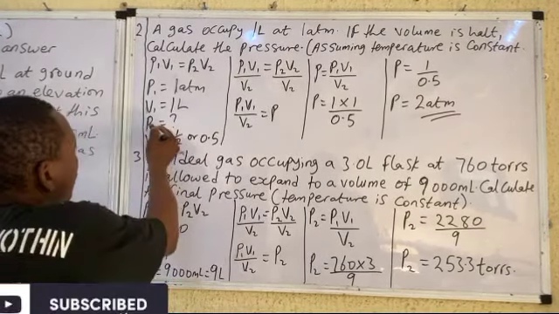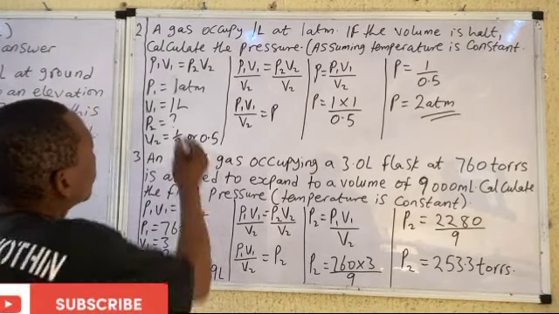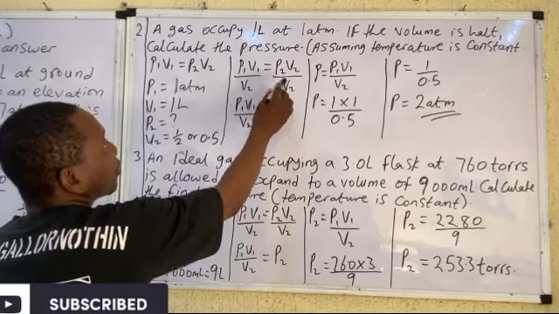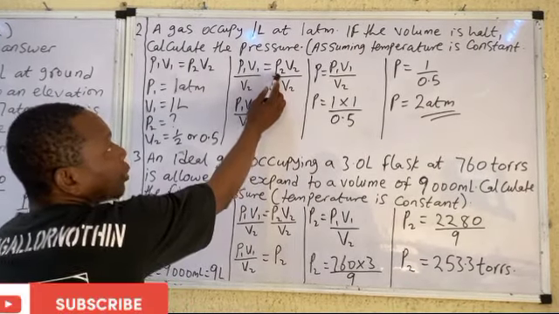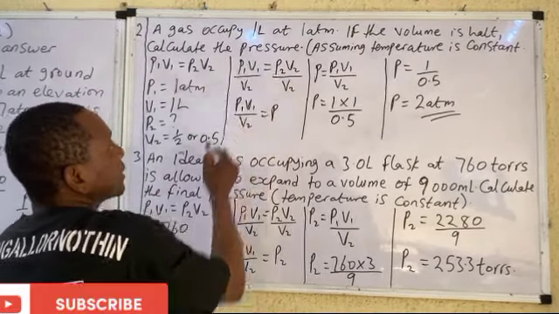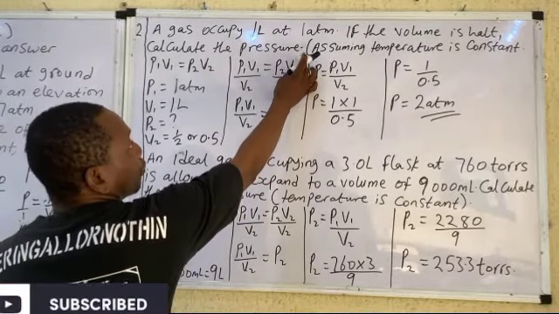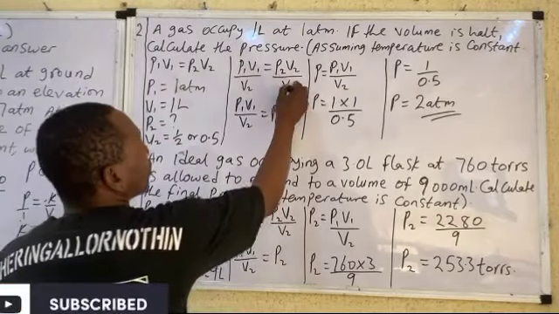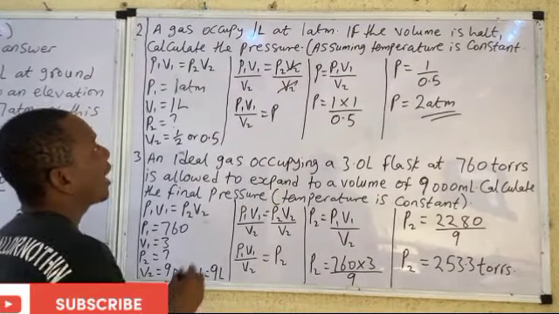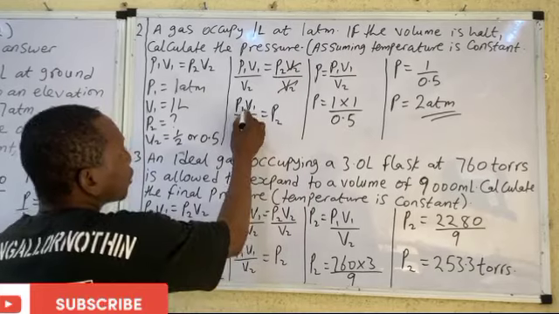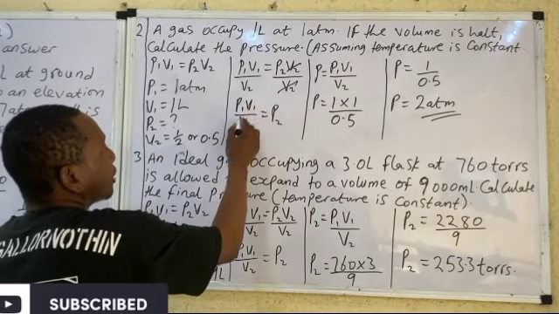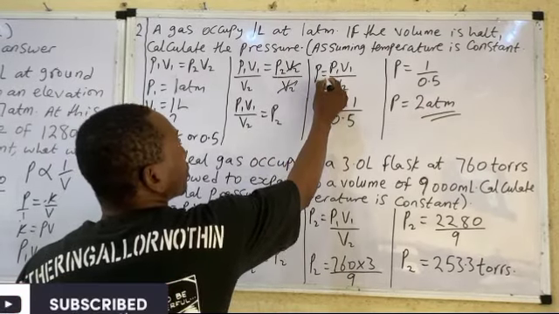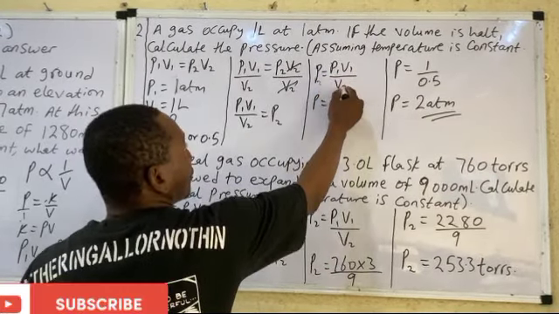So let's now calculate for the P2. Using this formula, to make P2 the subject of formula, we can divide both sides by V2. We want to make P2 the subject of formula because we are looking for P2. So V2 will leave this place, leaving P2 alone on that side. This will cancel out this. We now have P2 equal to P1, V1 all over V2.